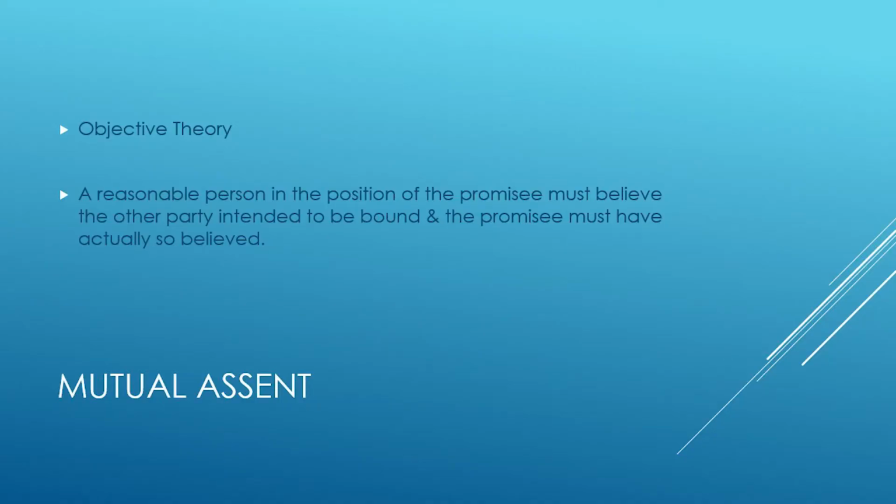Now, one of the things that's really important for you to understand is what we call mutual assent. Mutual assent means a reasonable person in the position of the promisee must believe that the other party intends to be bound, and the promisee must have actually believed so. That essentially boils down to what we call objective theory. Does the objective person think that two people want to be bound?